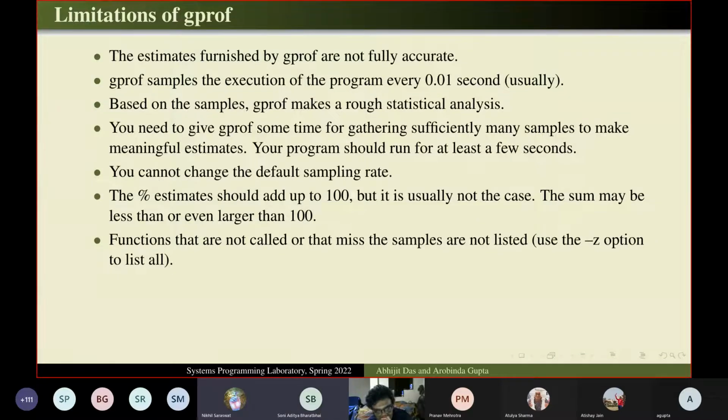Okay, sir. I will try out this. It is waiting for you, and you are not part of the CPU. So suppose we are running a program and it takes say 5 seconds. Now if we run gprof, it is taking samples at every 0.01 second. Will it slow down the running of the program a little bit?